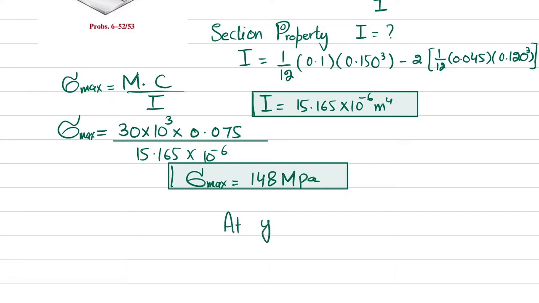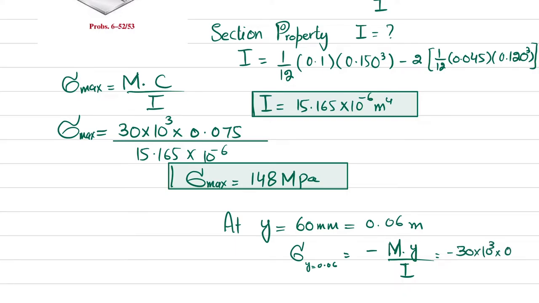So at y equal to 60 millimeter from the neutral axis, that is equal to 0.06 meter. Clear? What will be the stress? We know that stress at y equal to 0.06, if you are going to find upward, will be minus M into y divided by I. So you can just put the value: minus 30 kilonewton-meter, 10 to the power 3, into y, which is 0.06, divided by I, which is 15.165 into 10 to the power minus 6. So stress at y equal to 0.06 meter comes out to be 119 megapascal. So minus 119 megapascal.